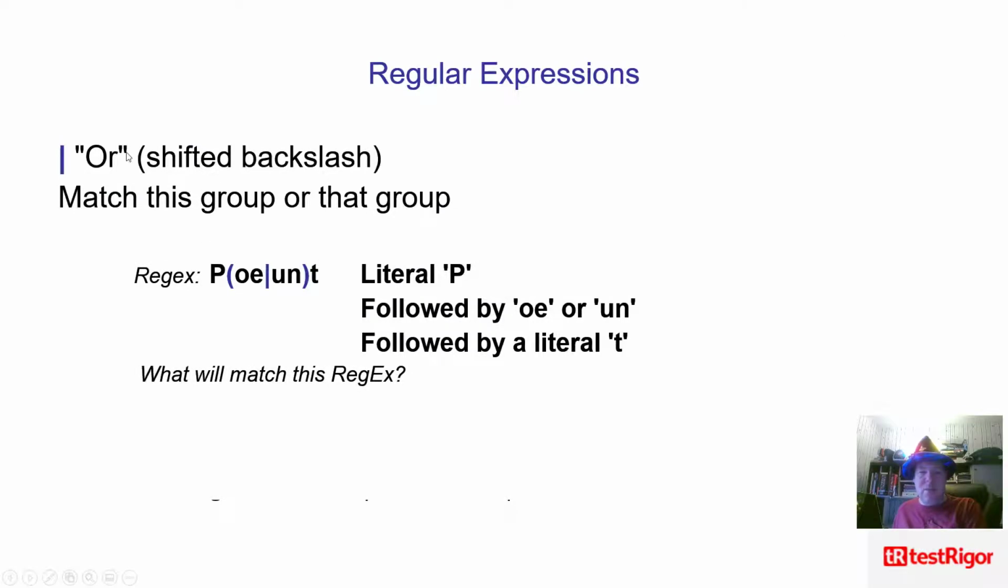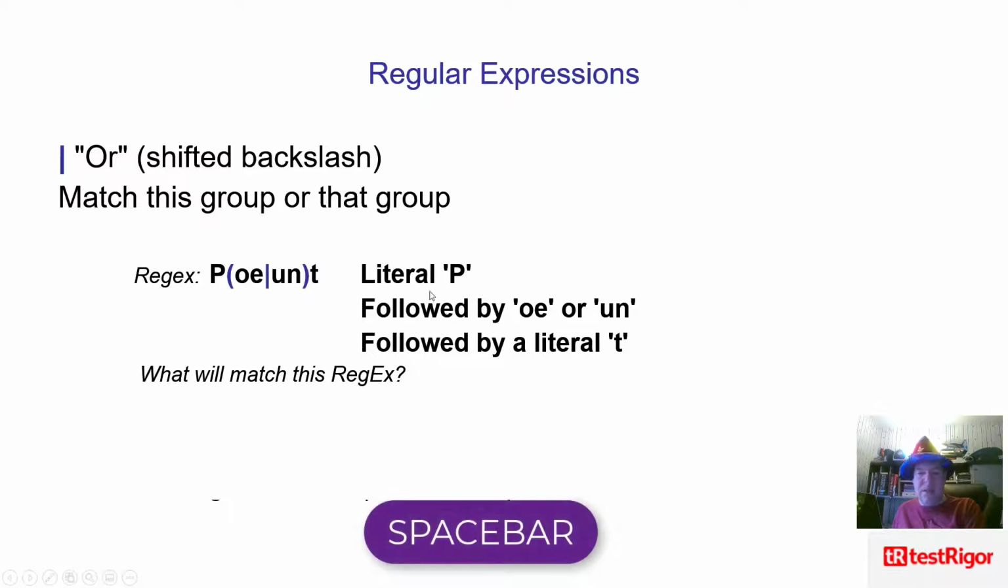All right, next we're moving on to the or, the shifted backslash, which is a pipe symbol, and this will give us a choice. So in this case, we have a similar regex, and now it's a capital P with OE on one side, UN on the other, and a T. And this literally translates to a literal P, followed by one or the other, and then a literal T. What is this going to match? Hit that space bar now.